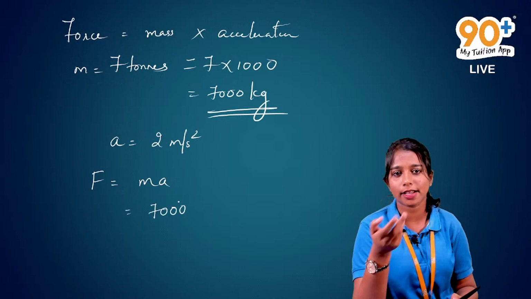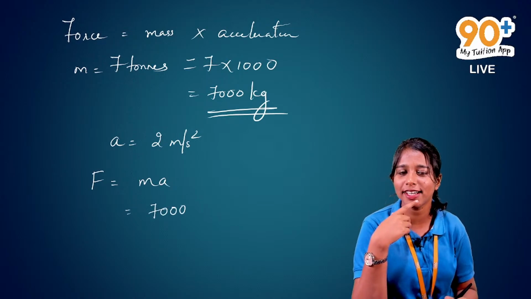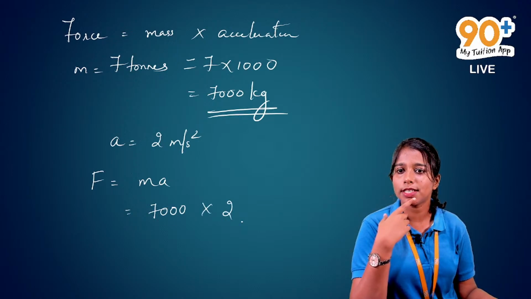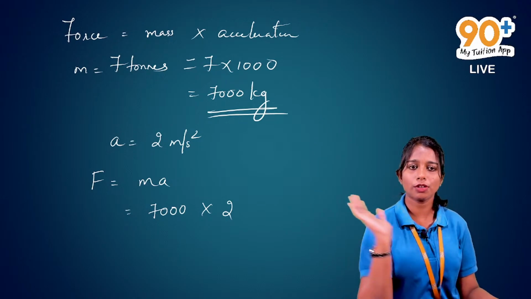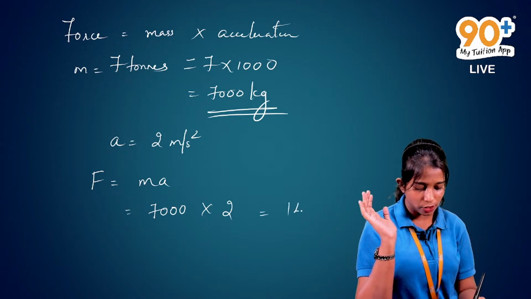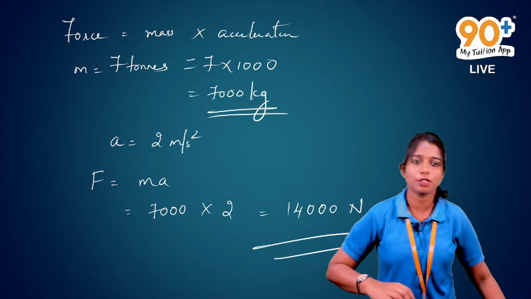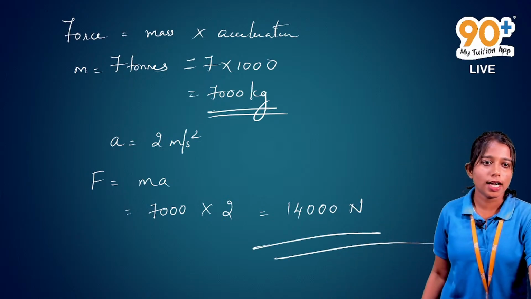Yes, you have already commented the answers to me. Yes, 7000 into 2. A is there, m is there. Let's substitute. Don't forget to put the unit. 14,000 Newton. 7,000 into 2. Got it? Understood?